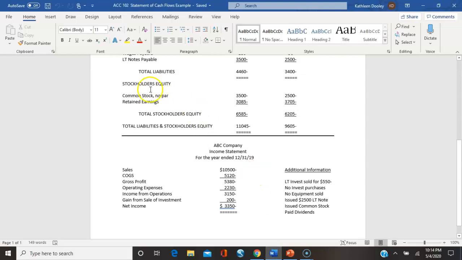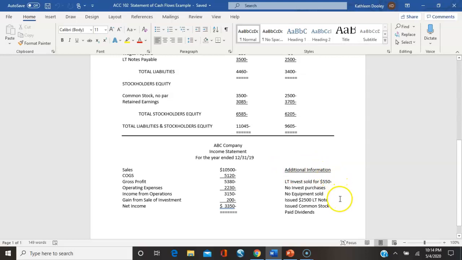Okay, now we're down in our stockholders' equity, and we have no par common stock. If on your final exam you have one that has a paid-in capital account, I usually do those together, the common stock and the paid-in capital. They are hitched together. It's not a contra account. It doesn't have an opposite balance, but that PIC account goes with it. But here it's no par stock, so we don't have a PIC account. So it went just like our notes, from 2,500 to 3,500.